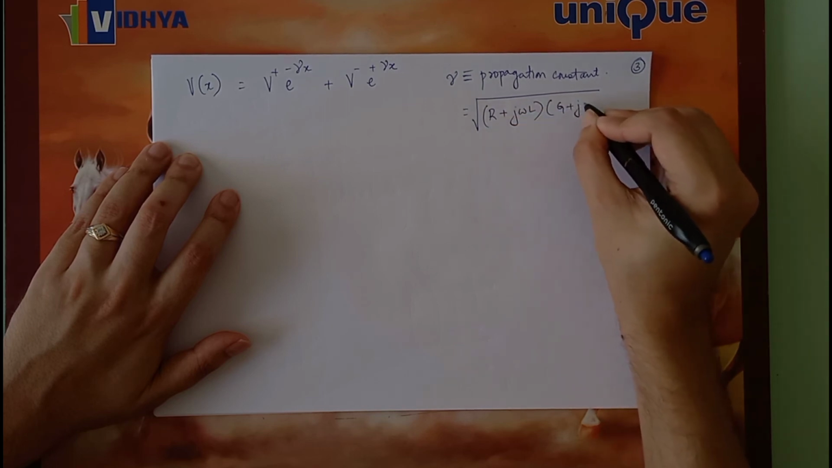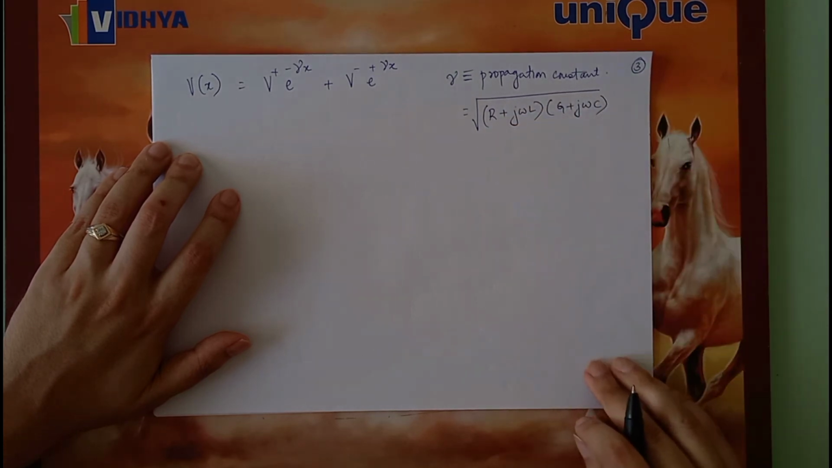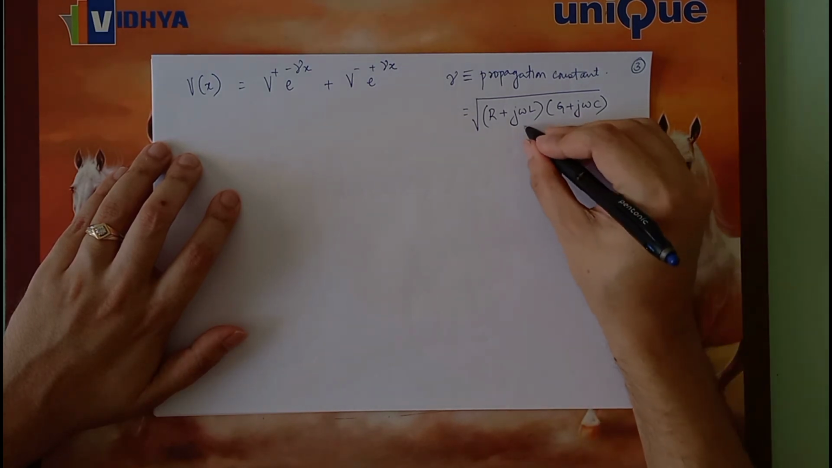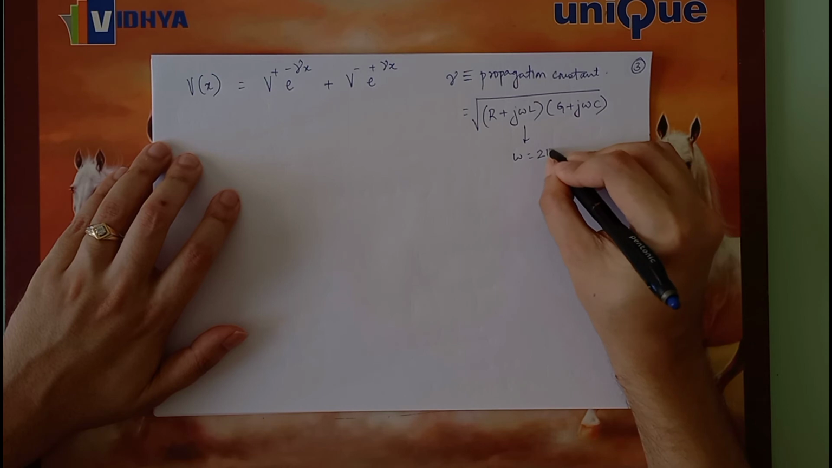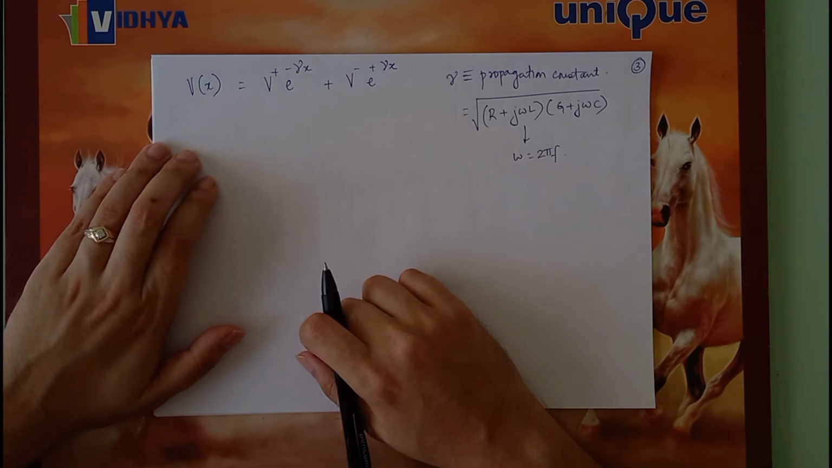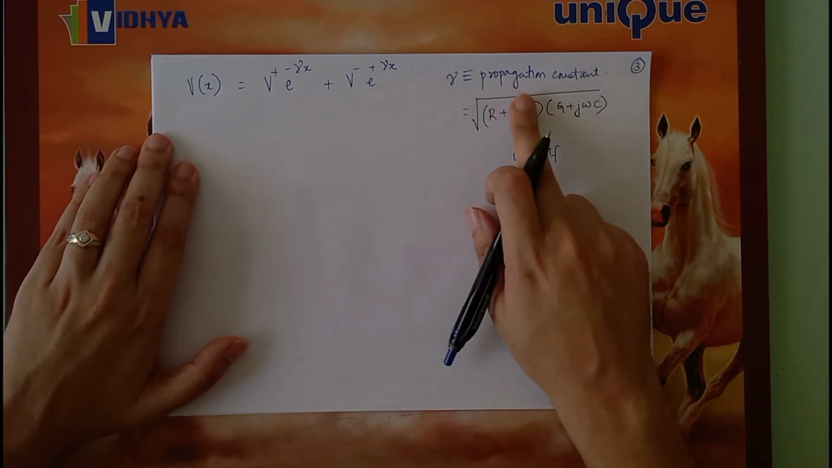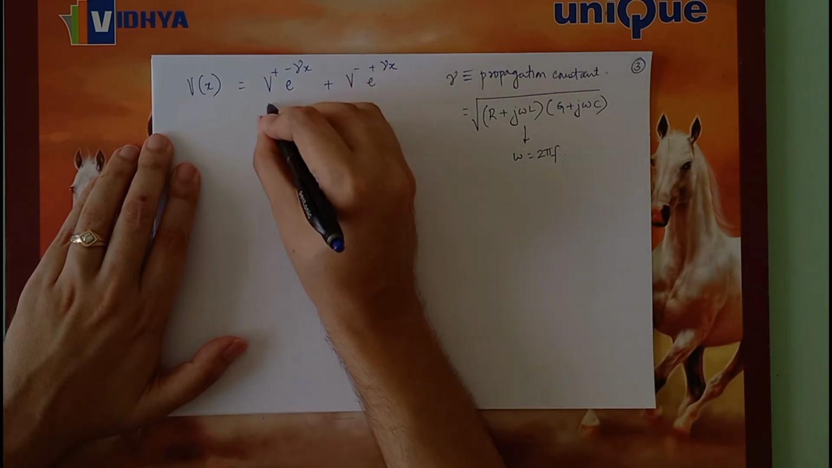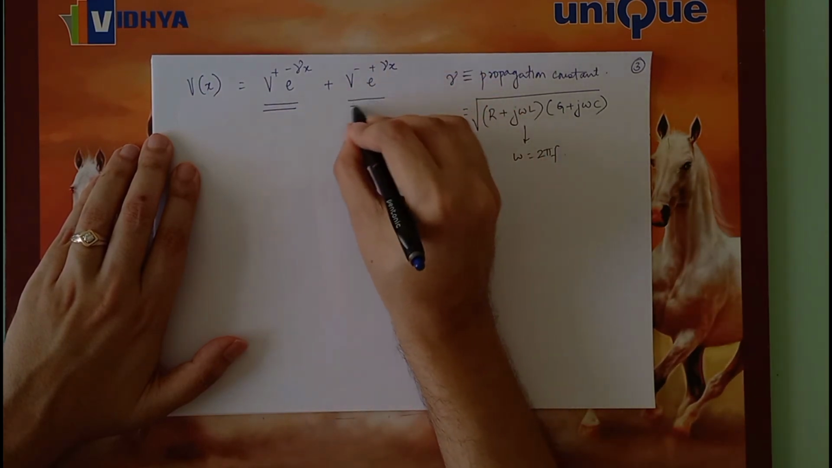So omega, as you know, is the angular frequency. That is nothing but 2 pi f. This is what it looks like. Now, irrespective of what gamma is, what you see is essentially that there are two terms.